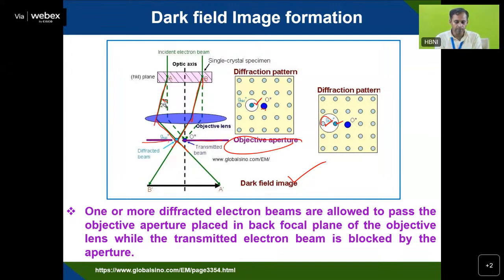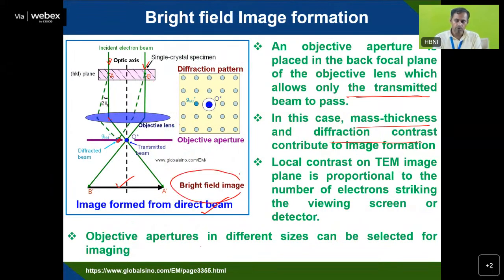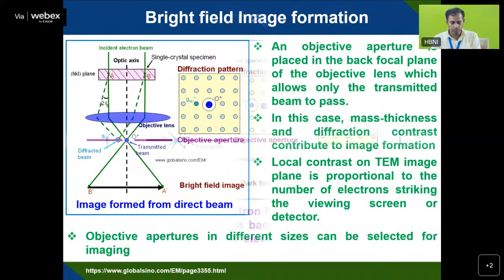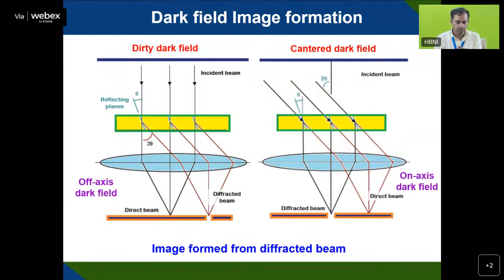In case of bright field image, your sample will look dark on the screen, but in case of the dark field image, your sample will look bright on the screen. So that is the main difference you will see between dark field and bright field images. Mostly dark field images are used for grain structure identification, which we'll discuss.